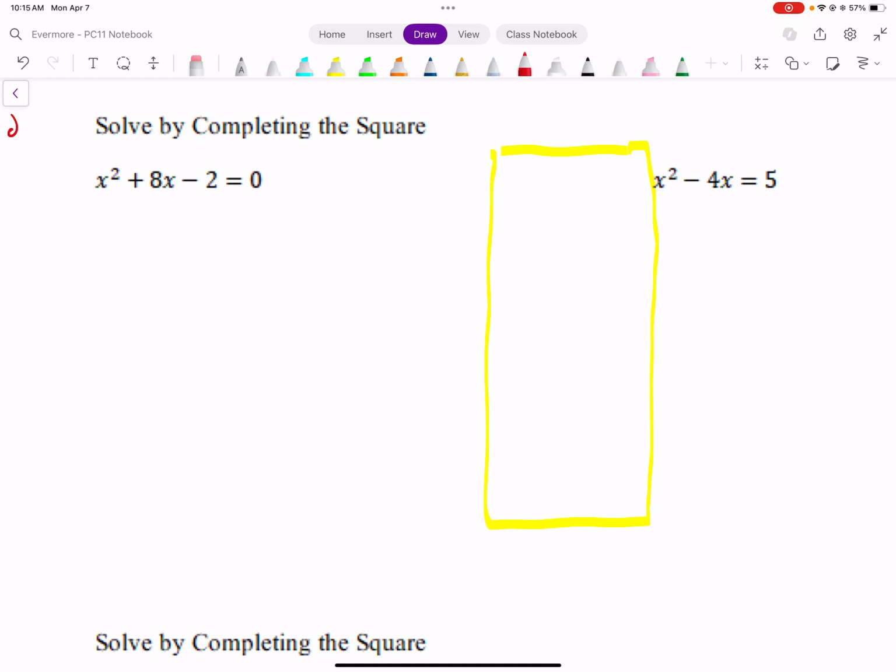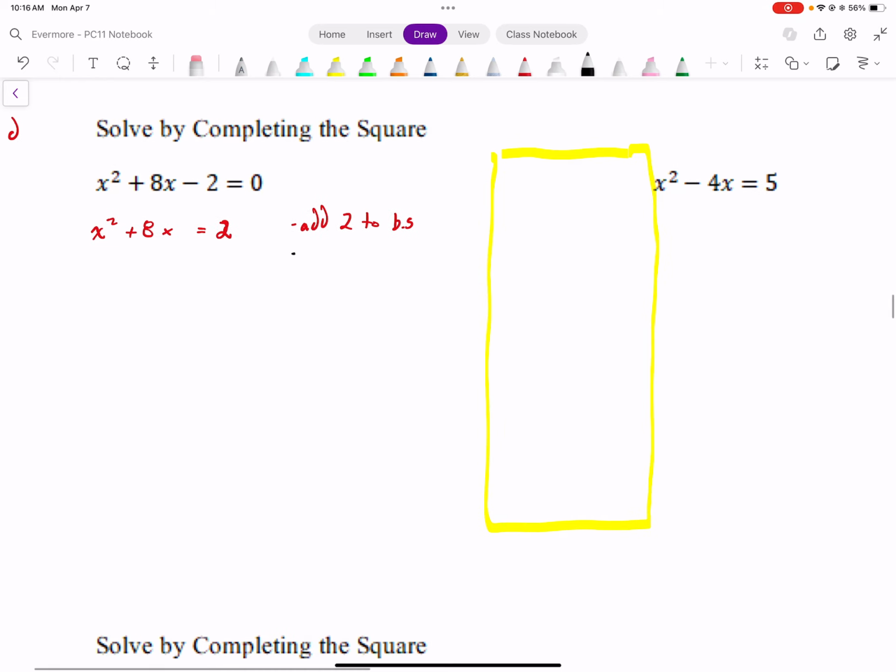So first things first, I need to complete the square. So I am just going to add 2 to both sides. So in red, I'm just going to call this add 2 to both sides. And in black, the overall theme is I'm going to isolate the x's. So put the x's on one side, constant on the other side. Now that's all good and dandy. So I'm just going to call this step 1.